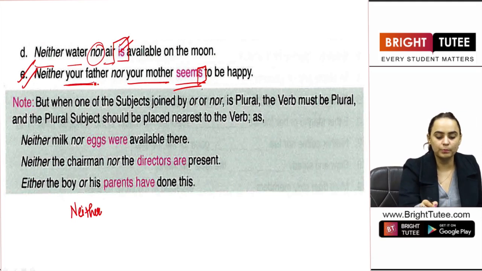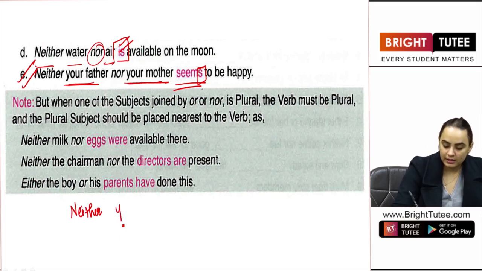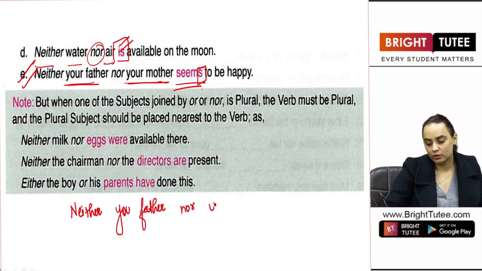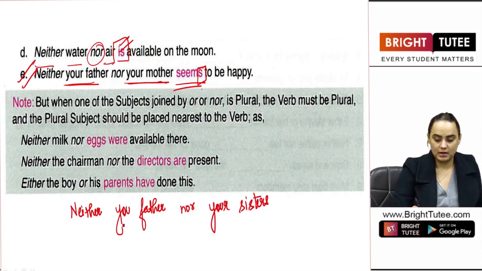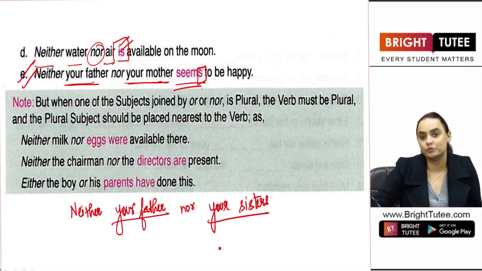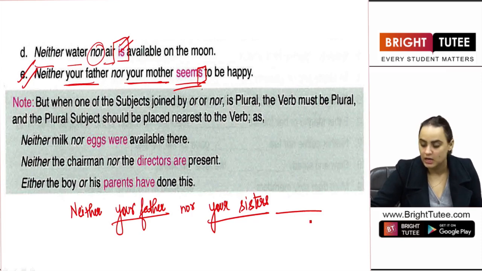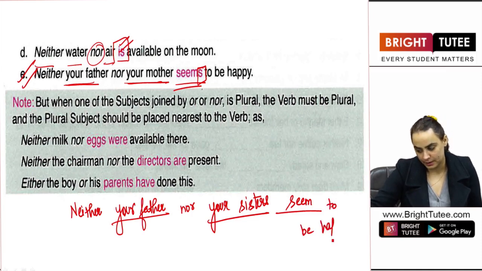You can see in the earlier example both the nouns were singular in nature, right? Let me take this noun. Neither your father nor your sisters. Your father is singular, but your sisters is plural. And the verb will be placed after the plural subject. Therefore, it will be plural in nature. So, seem to be happy.